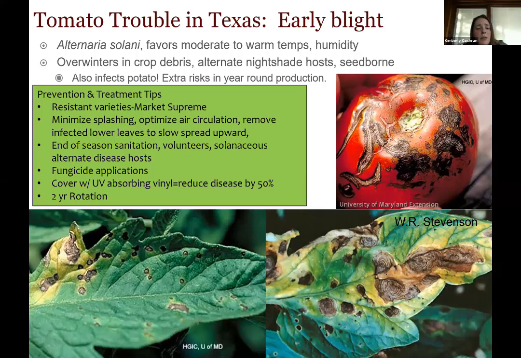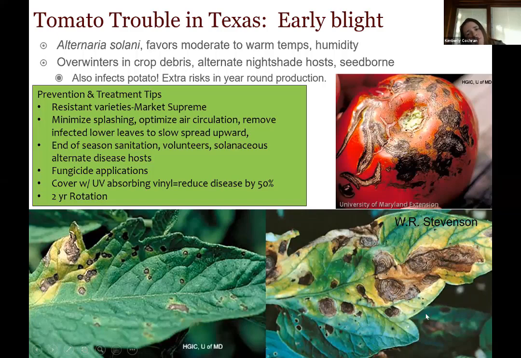Fungicide applications can be helpful in some cases, but especially for homeowners, you have to look at whether it's really financially worth it to spend 45 bucks for 8 pounds of tomatoes. And cover your plants with UV absorbing vinyl. This can actually reduce your disease pressure by around 50%, because this particular fungus really needs UV light to sporulate. And this is linked to the photo on the bottom right here.